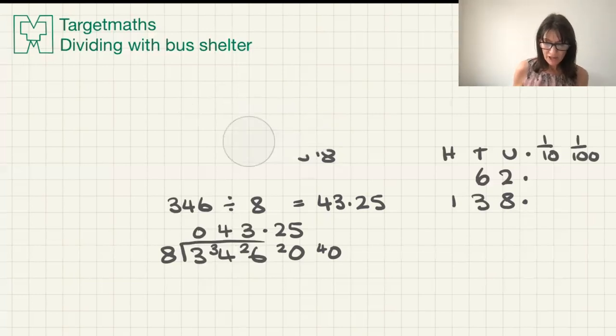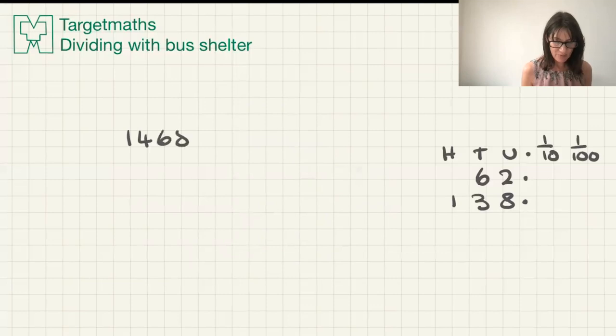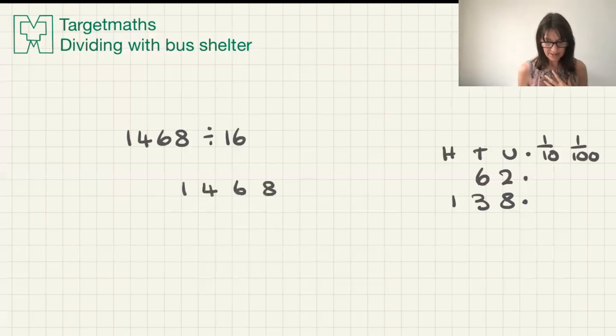So what about when you have to multiply? Sorry, not multiply. What happens when you have to divide by a 2-digit number? So I'm going to show you this, all right. Hopefully the screen is going to behave itself. Yes, good. So 1,468, we're going to divide that by 16. Now you absolutely are using bus shelter, so we're not escaping this, okay.